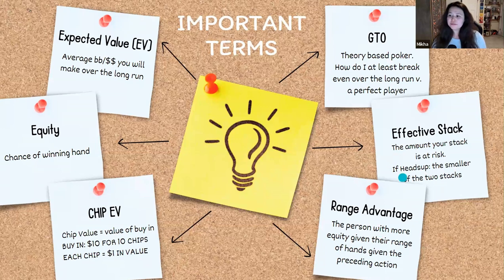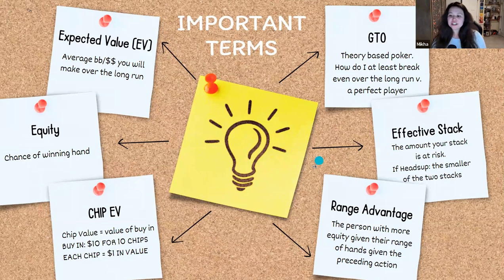The last 2 is going to be your effective stack, the amount your stack is at risk. An easy way to put it is if you're heads up, it's the smaller of the 2 stacks. So your small blind versus big blind, you have 10 big blinds and the big blind has 20 big blinds. The effective stack between the 2 is 10 big blinds. Remember that because I'm going to ask you guys, ladies, what the effective stack is when we're going through the exercises.